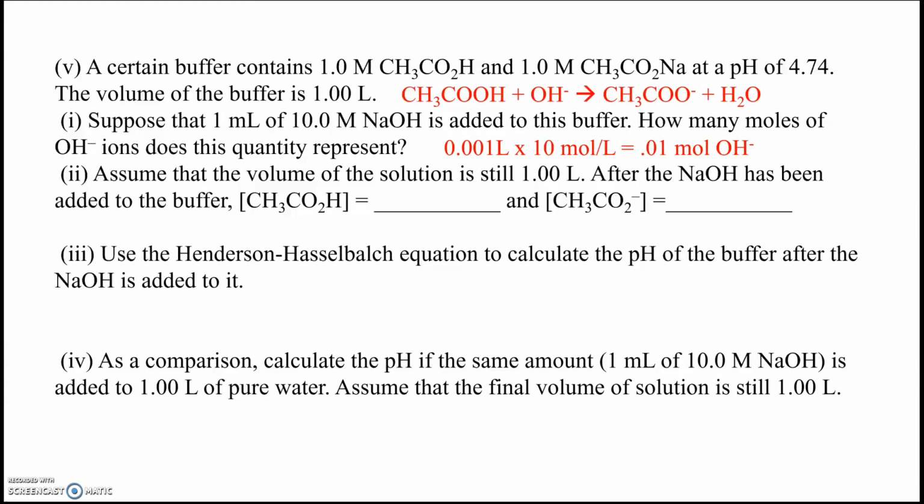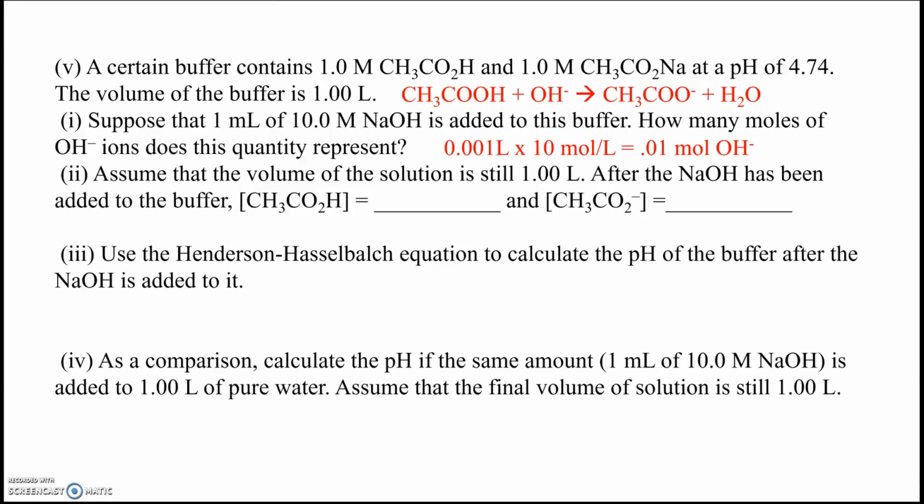0.001 liter, which would be 1 milliliter, times 10 moles per liter, which is our molarity, gives us 0.01 moles of hydroxide that's been added. Now, we're going to assume that this 1 milliliter doesn't substantially change the volume. It does slightly, but we're going to make our math easy and assume that it's still 1 liter.